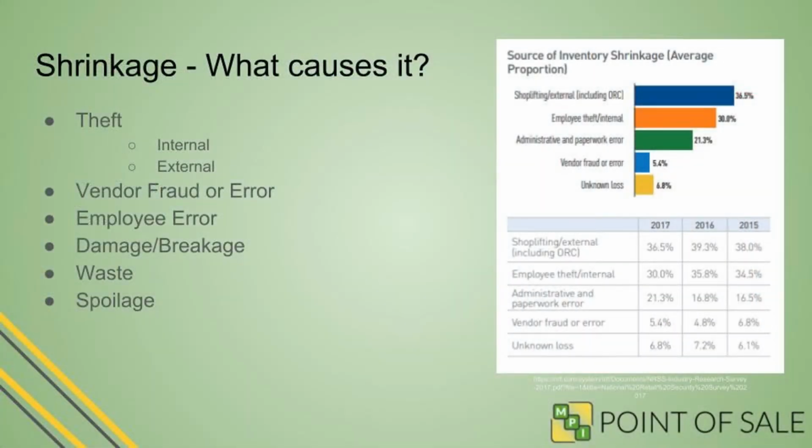All right. Taking a look at the chart on the right, we can see some averages for sources and frequency of shrinkage. You can see that approximately 75% of all shrinkage is due to theft in retail, with external shrinkage occurring at a slightly higher percentage than internal, vice versa for restaurants. So in addition to that, we can see we have administrative and paperwork errors, vendor fraud, and then of course our mystery and unknowns.